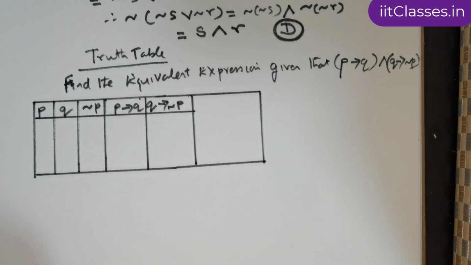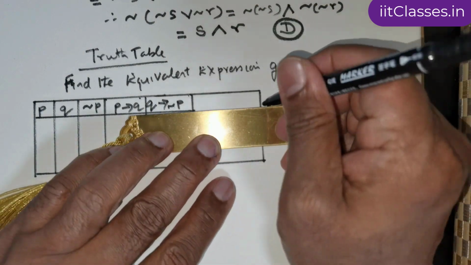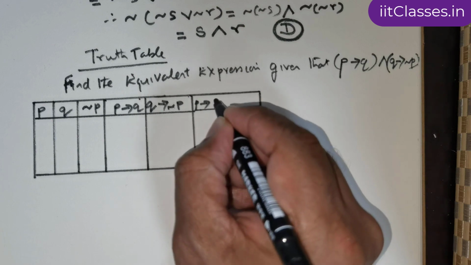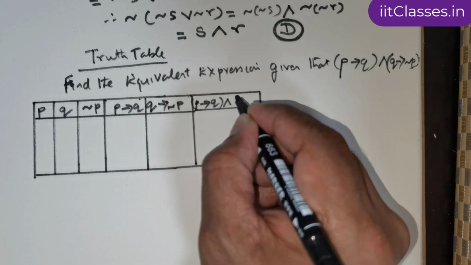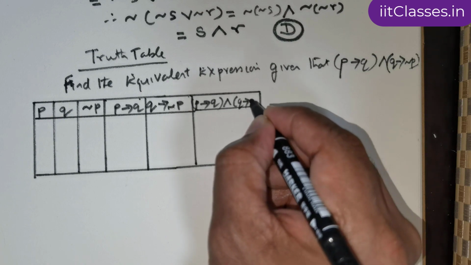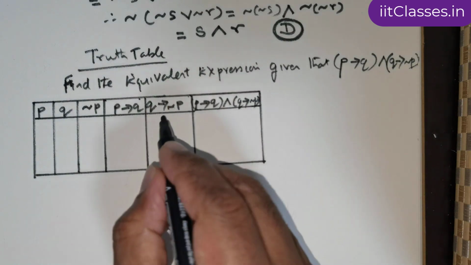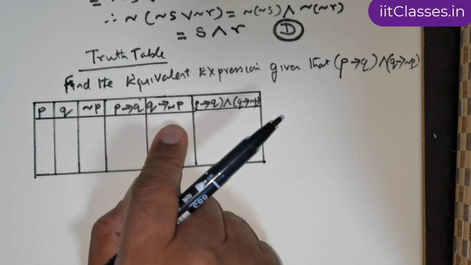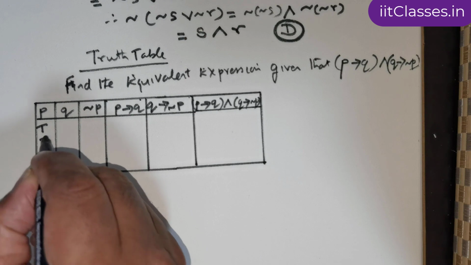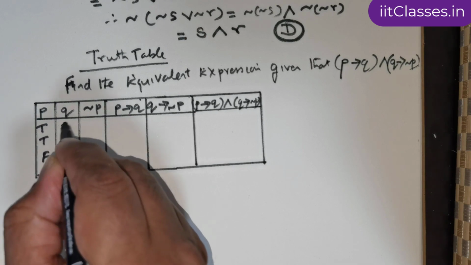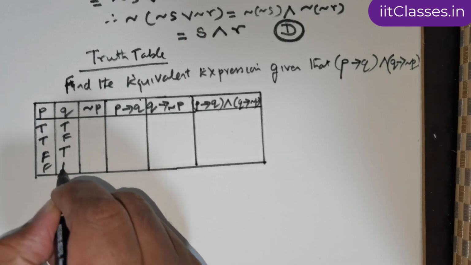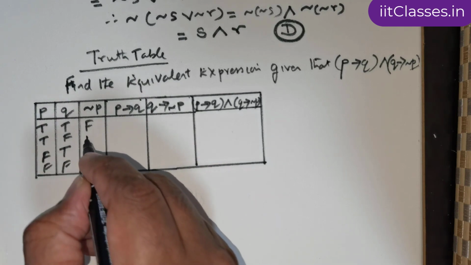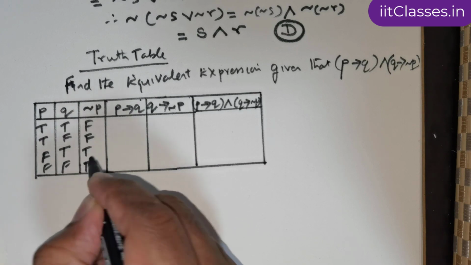Now this is the conclusion, right? So the conclusion is going to be P conditional Q conjunction with Q conditional negation of P. So we have to have a conjunction between these two. So I'm going to take the values of T, T, F, F, and then T, F, T, F. Negation of P is going to be, negation of T is F, F, T, and T.